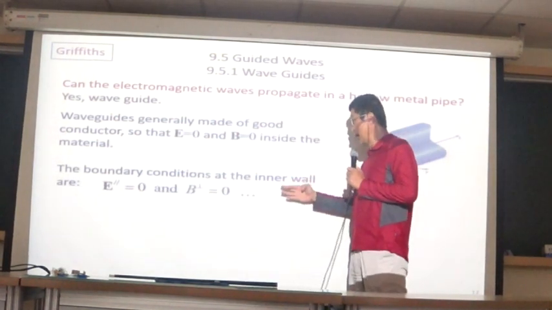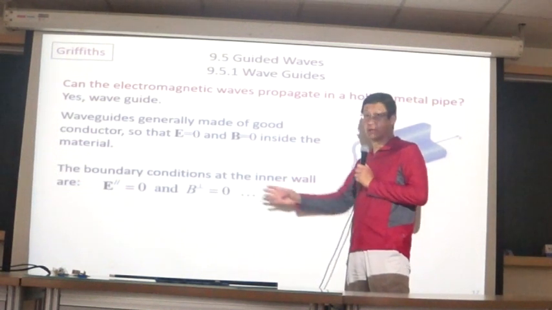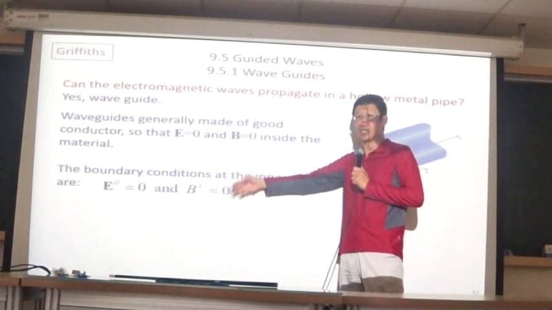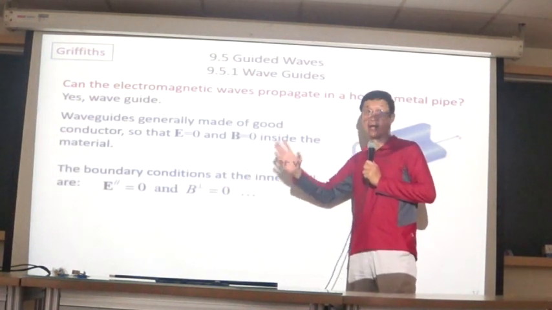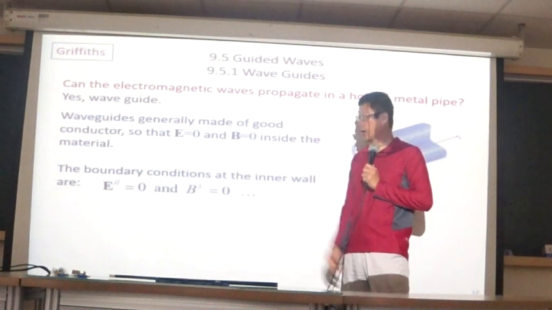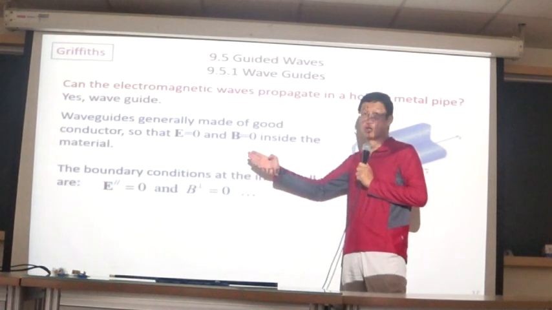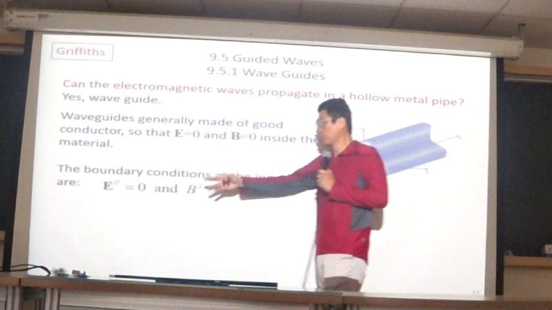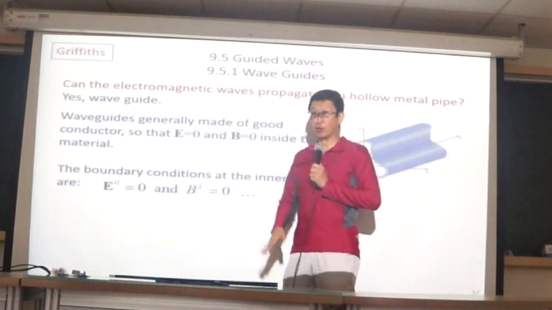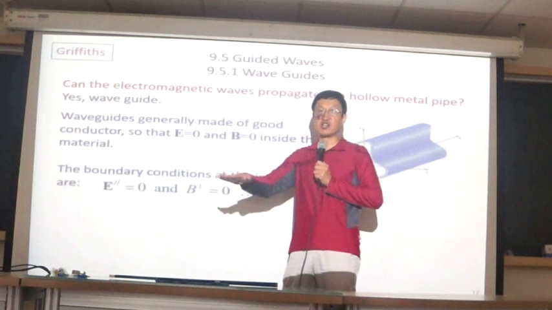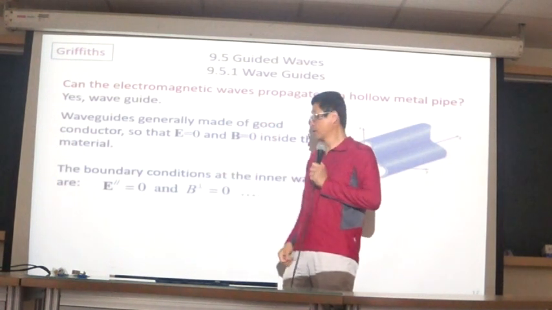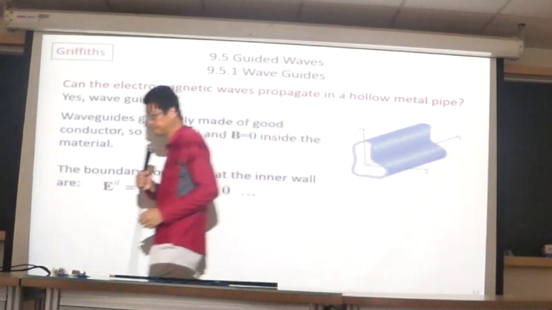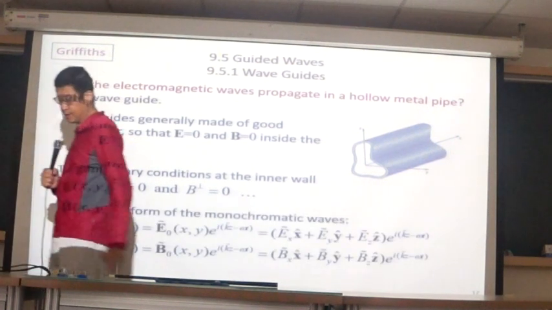The boundary condition at the inner wall: the tangential electric field is 0, and the normal magnetic field is 0. That's still true and almost always true, because we have free charge. Free charge will balance on the surface of the waveguide. So therefore, the parallel component of the electric field on the surface of the waveguide will be 0, and the normal component of the magnetic field will be 0. That's reasonable.